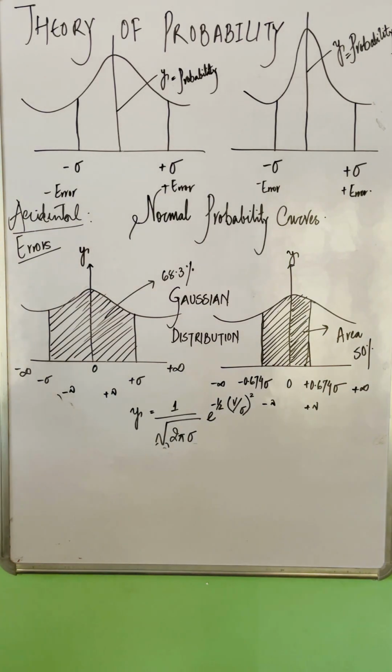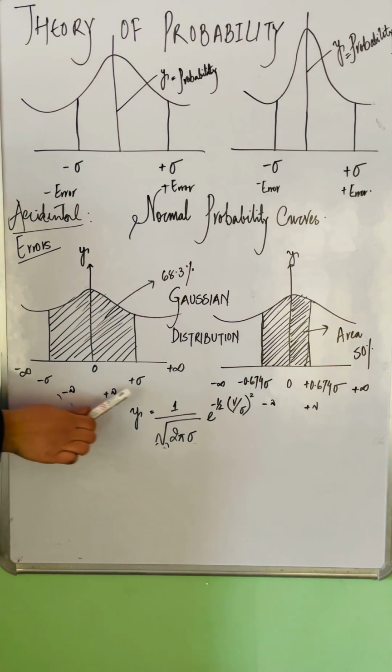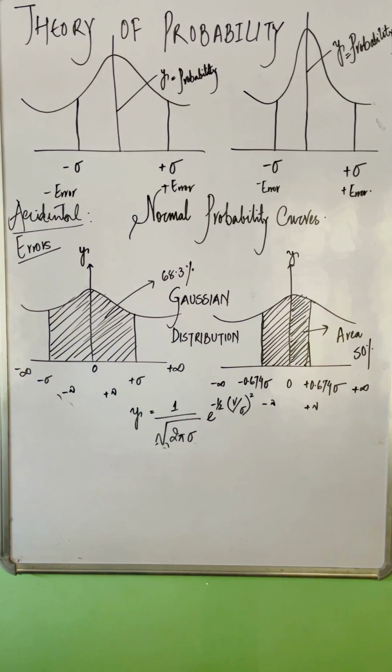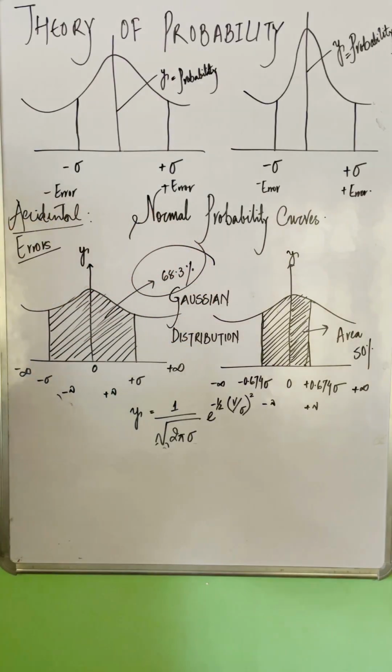Now, the area beneath the curve bounded by the vertical lines representing plus sigma and minus sigma. How much is the area? It is 68.3% of the total area. So the probability of the error to occur between plus sigma and minus sigma is 68.3%. Thus, an error equal to sigma is likely to occur roughly 7 times out of a set of 10.